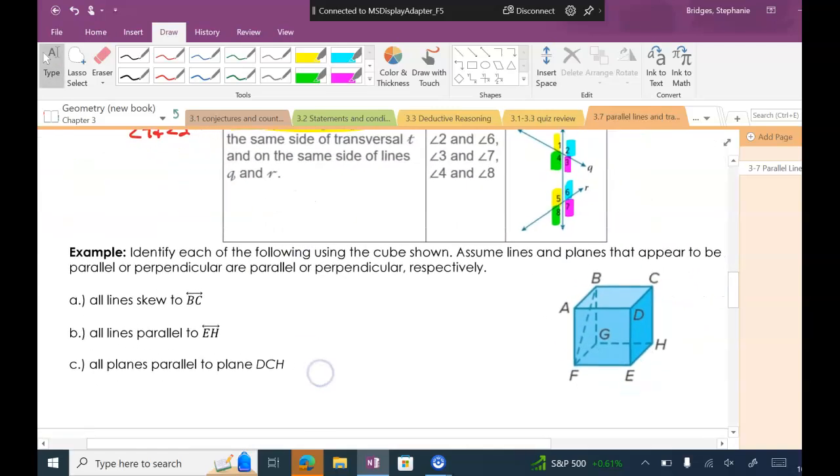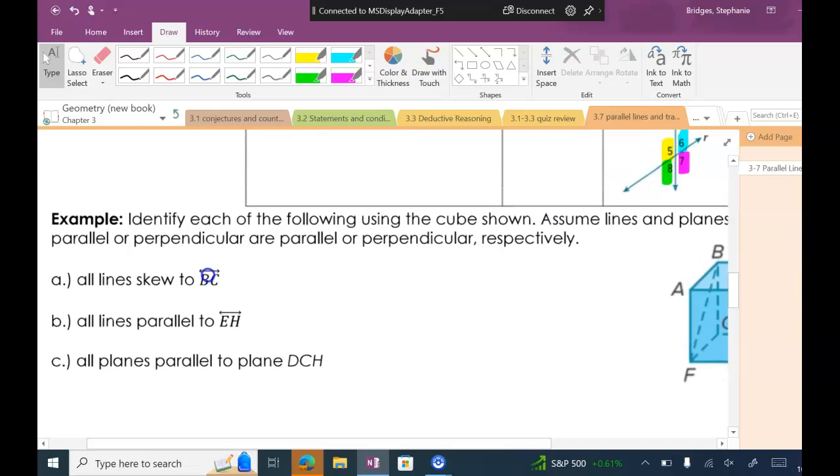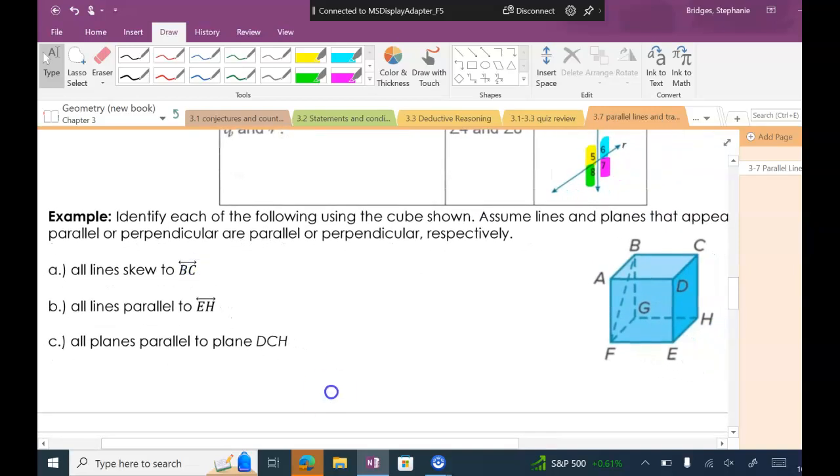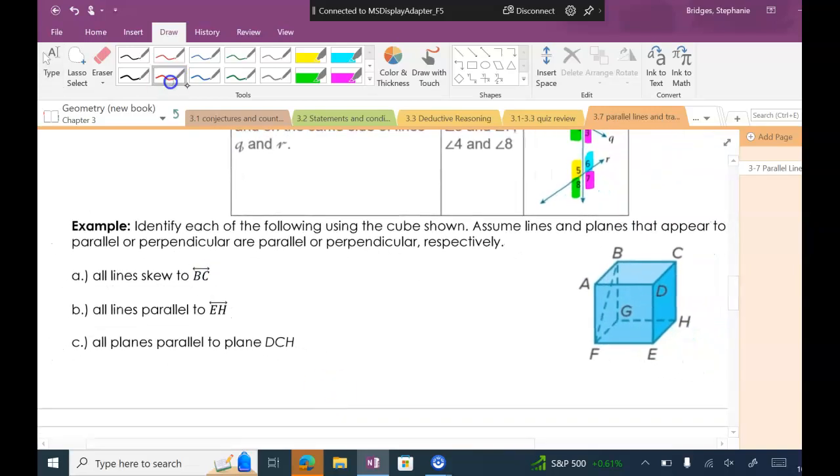All right, we are going to identify each of the following using the cube below. Assume lines and planes that appear to be parallel or perpendicular are parallel or perpendicular. Okay, so think about a cube. I want to know what lines are skew to BC. So let me highlight BC. Okay, remember, skew means not in the same plane, but they also do not touch. So does everybody see BC in my picture?